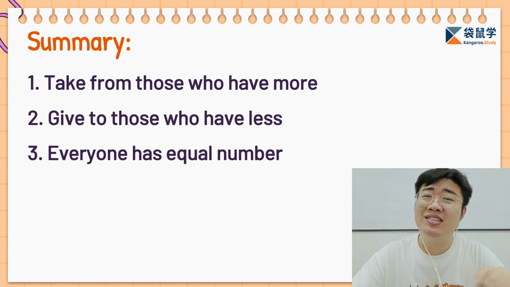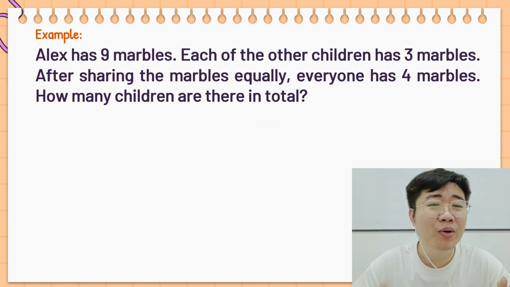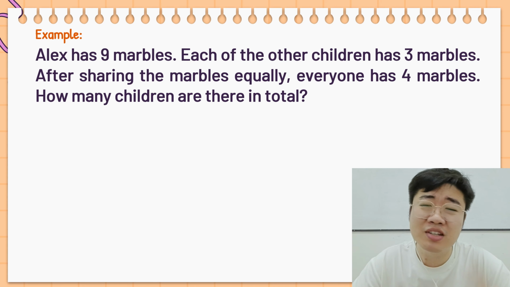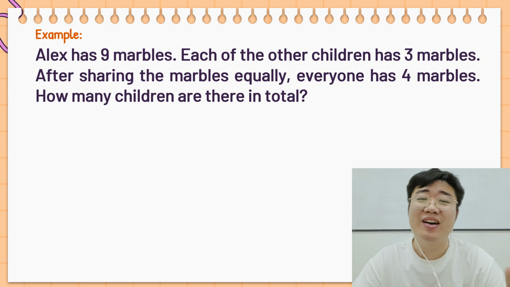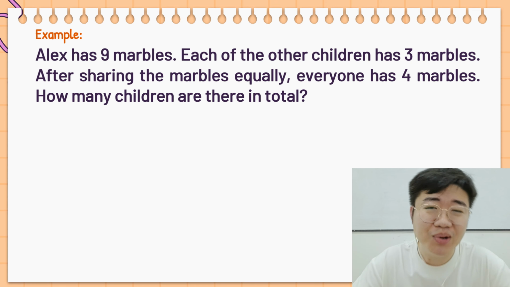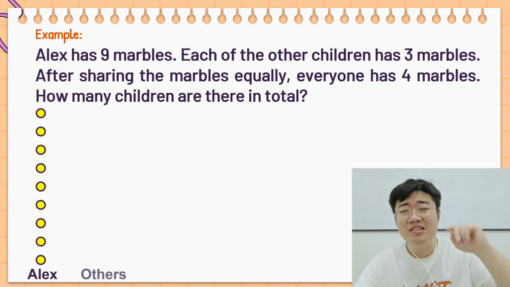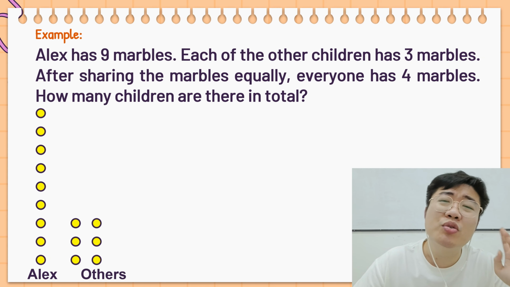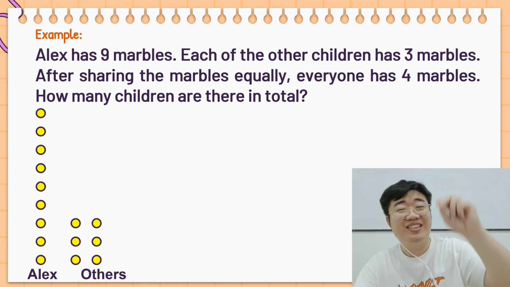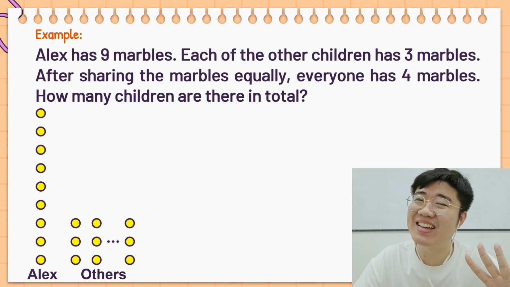So knowing this, let's solve another example question. Now, if Alex has 9 marbles, each of the other children have 3 marbles. And this time, they do not tell us how many of them are there. Now, they share all the marbles equally again. Everyone gets 4 marbles. How many children are there in total? So let's draw our figure again. A is 9. All the others plus 3 marbles. Now, since we do not know how many of them are there, let's just put a dot here. So this is for the other students. What's the average again? Yes, this is 4.